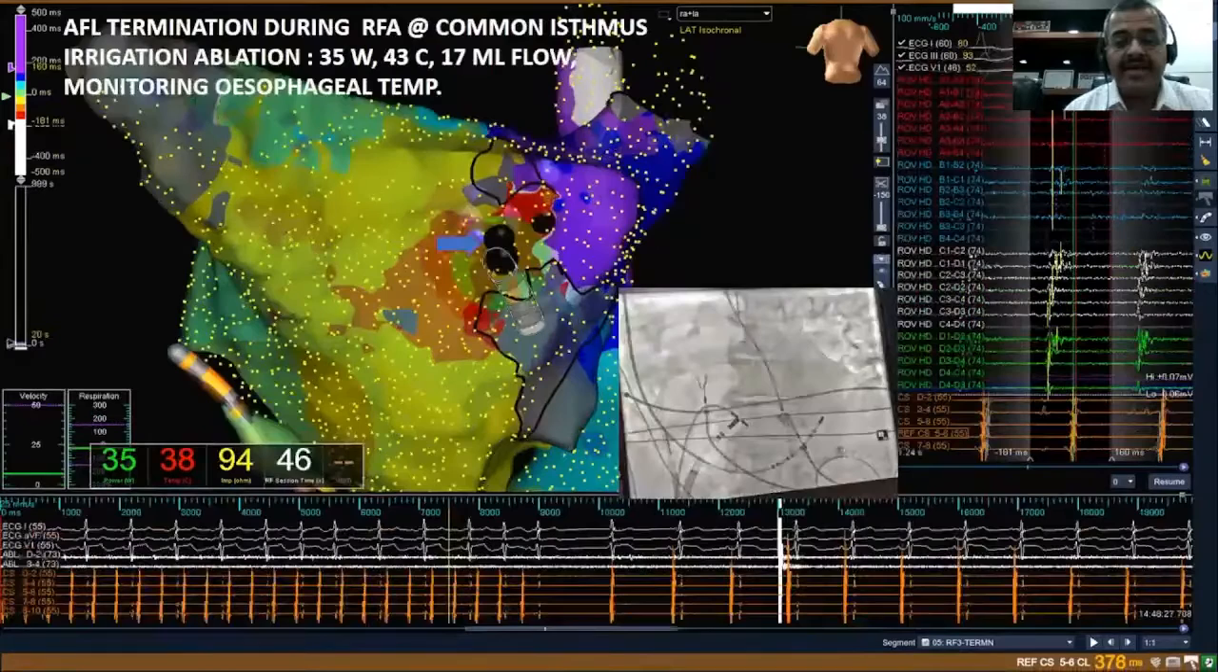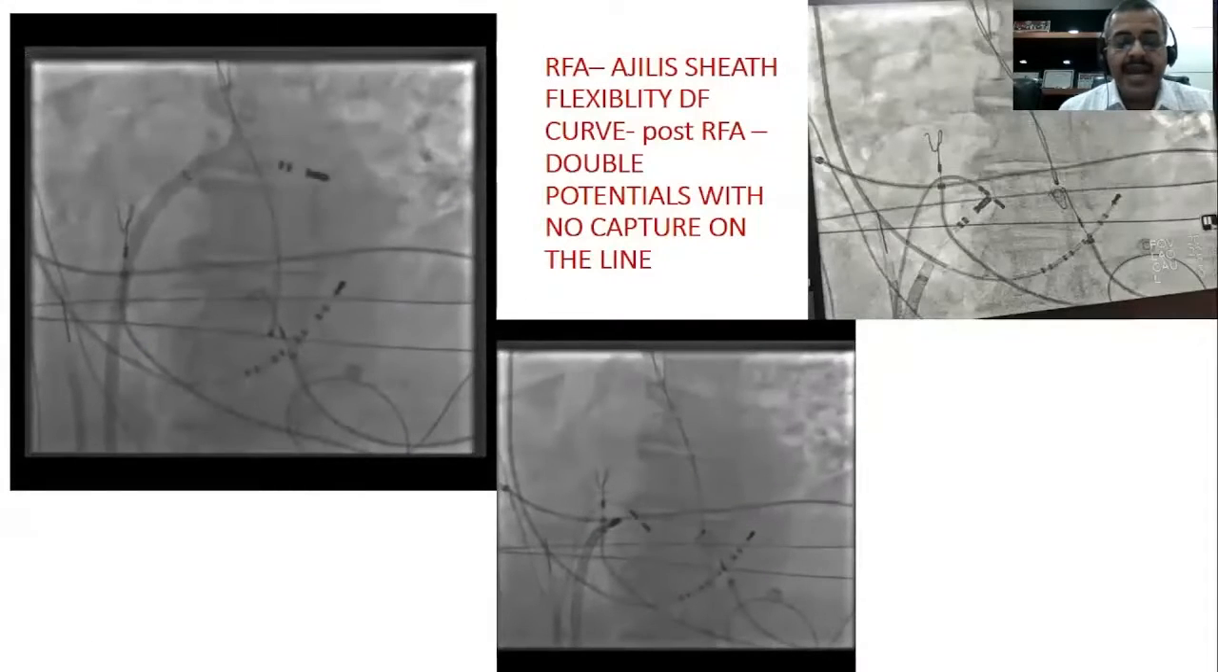And once we had all this identified with high definition mapping, almost a point ablation in this critical isthmus terminated the flutter immediately, at 25 watts, 43 degrees, irrigated ablation, 17 ml per minute flow, monitoring the esophageal temperature. So you can see on the lower panel the flutter terminated to sinus rhythm with a point ablation in the critical isthmus. And this is the ablation.